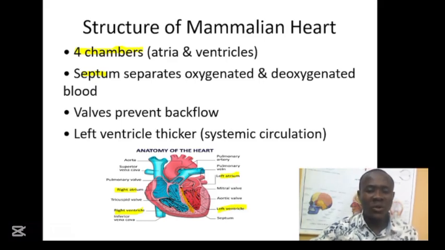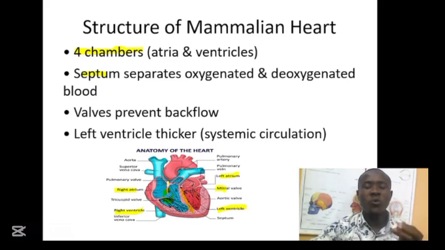And between the atrium and the ventricle, we have a valve that separates the blood in the atrium from the ventricle. Between the right atrium and the right ventricle, the valve found here is called the tricuspid valve because it is made up of three cups. And we have a valve between the left atrium and the left ventricle, and that valve is called the bicuspid valve, or sometimes the mitral valve.